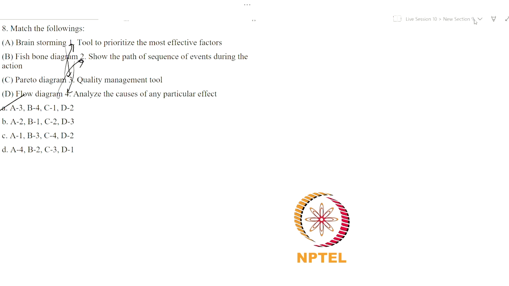We discussed a little bit on the fishbone diagram, brainstorming, battery diagram, and flow diagram.